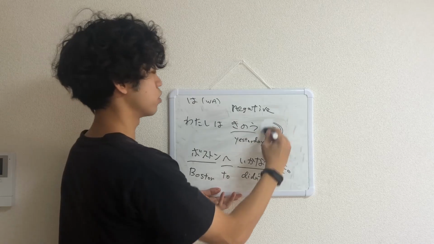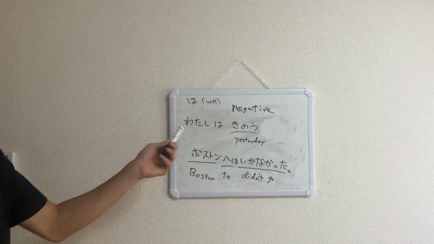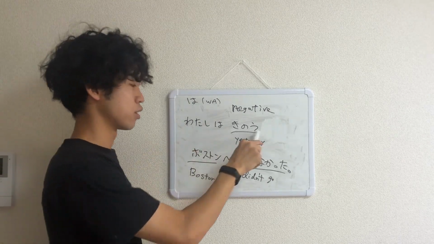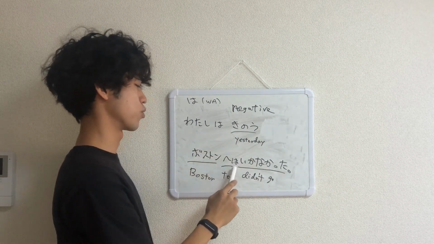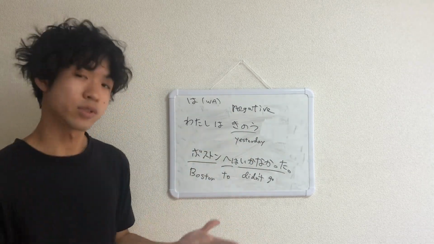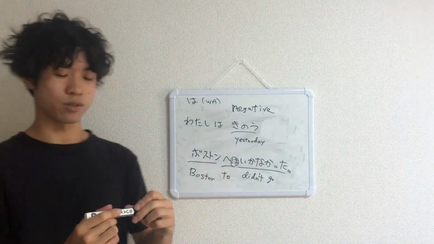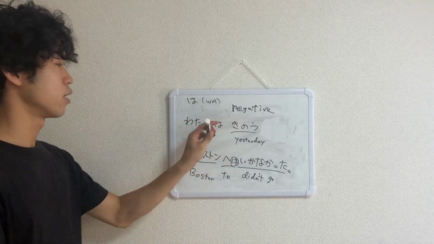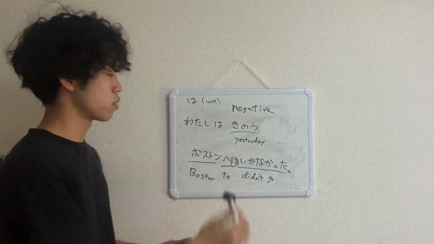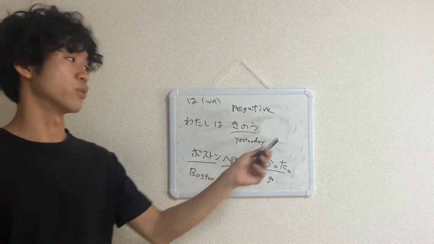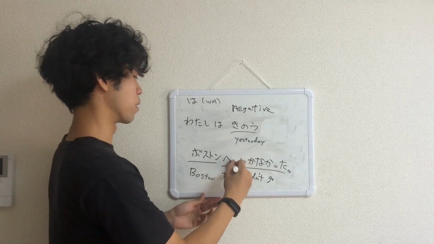But what if you use this wa in between? Let's pronounce it together. 私は昨日ボストンへは行かなかった。Now, what does this mean? This negates Boston, to Boston. So not to Boston. Yesterday, I didn't go to Boston, not to Boston, but maybe somewhere else. So it really depends on where you put wa. It changes the meaning completely. So this is something you can remember.